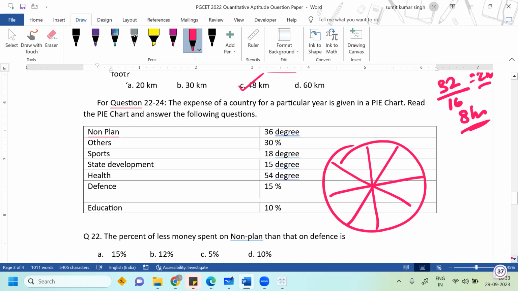Okay, so in a pie chart, the total angle is 360 degrees. If you talk in terms of percentage, we'll say it is 100%. The percentage of less money spent on non-plan than on defense. Non-plan is 36 degrees. So 360 degrees means 100%, and 36 degrees means 10%. Simple. So non-plan is 10%. Then on defense, defense is 15%. So what is the difference, guys? The difference is 5%. Simple.